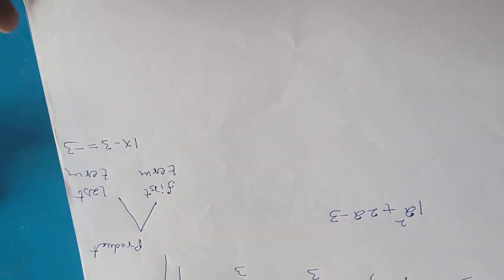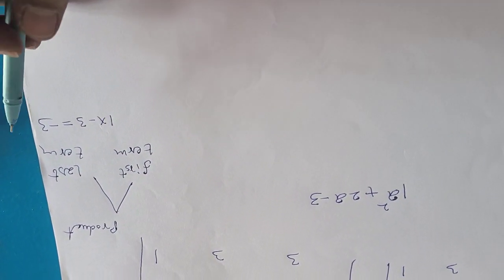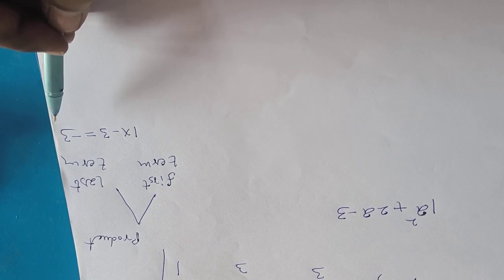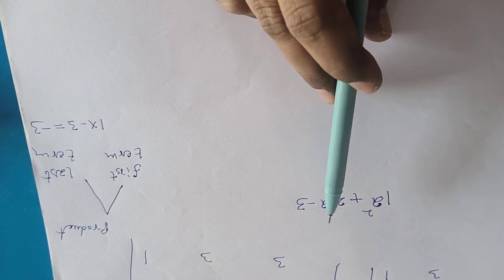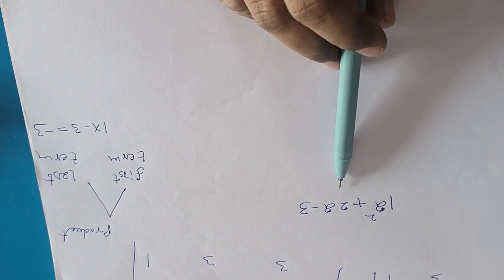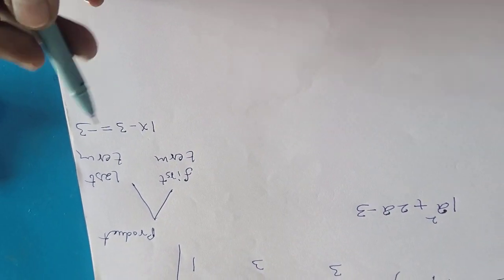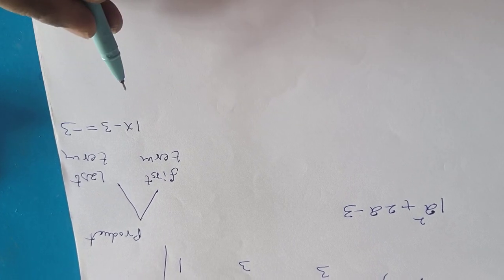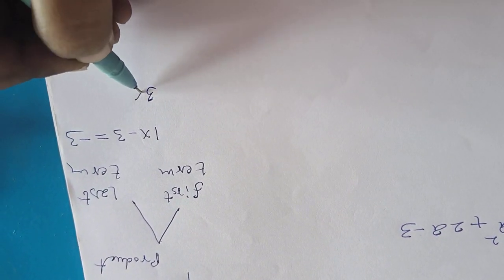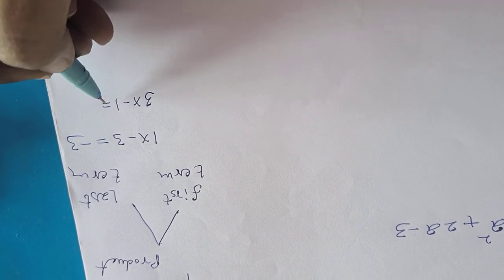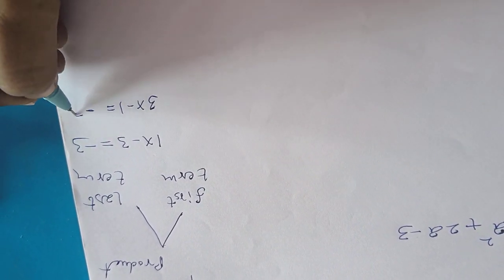Now we have to select two numbers whose product is −3 and which, when added or subtracted, give the middle term 2. So 3 times 1 is 3, and 3 minus 1 is 2. So we will write 3 and −1, and 3 times −1 is −3.